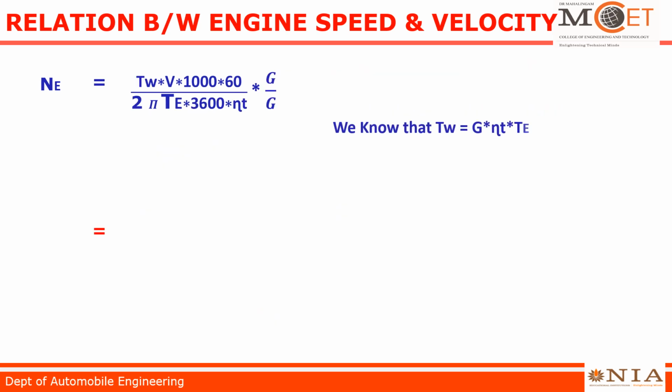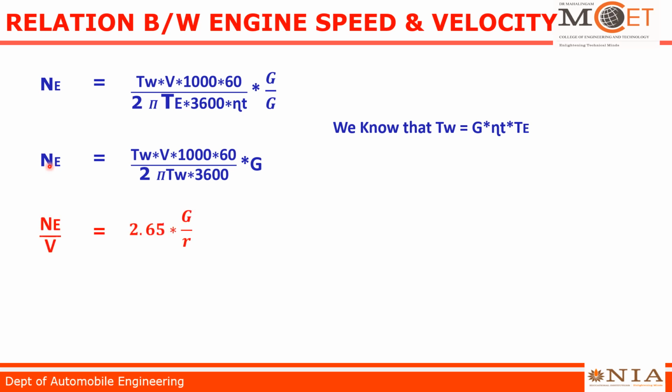If we strike out this value, instead of TE eta T into G, I take TW. We get TW into V into 1000 into 60 divided by 2π TW into 3600 into G. If we strike out TW and TW, I bring V to the left side. We get the relationship NE divided by V. If you resolve this formula, it is 2.65 G by r.